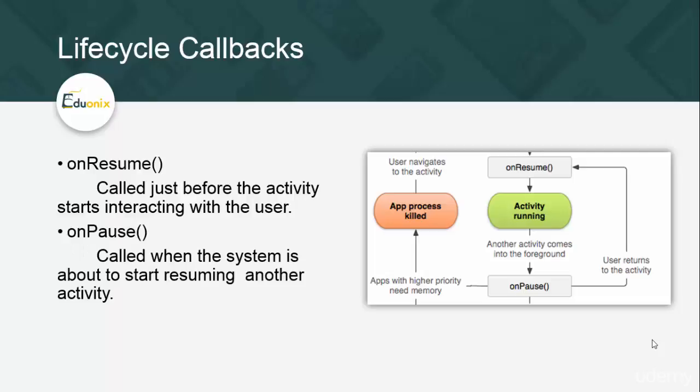OnPause. The onPause method is called when the system is about to resume another activity. This method commits unsaved changes to persistent data, stops animations and other things that may occupy the CPU, and performs more such actions. The next activity resumes only after this method returns control. This method is followed by either onResume if the activity returns to the front, or by onStop if the activity becomes invisible to the user.